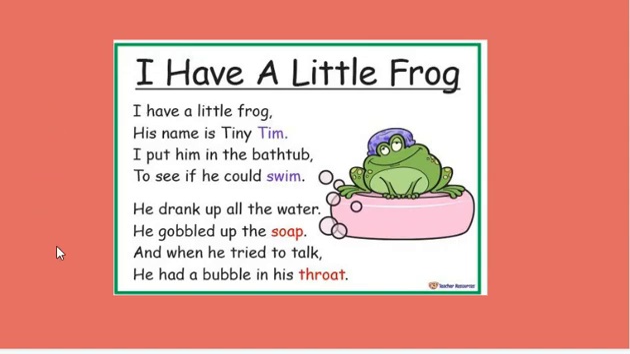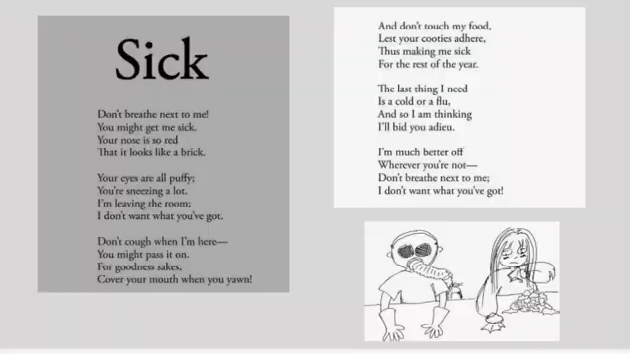You notice on this poem, the author used colored letters to show the words that rhyme. That's another way that you can, as an author, show rhyming words in your poem. This last one is one of my favorite poems from Shel Silverstein.